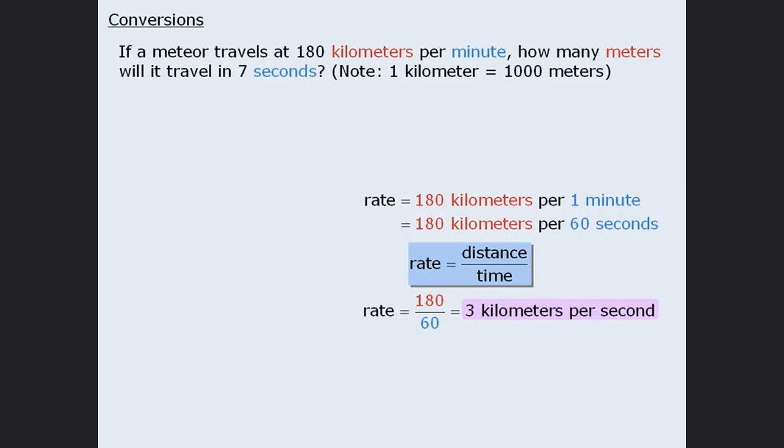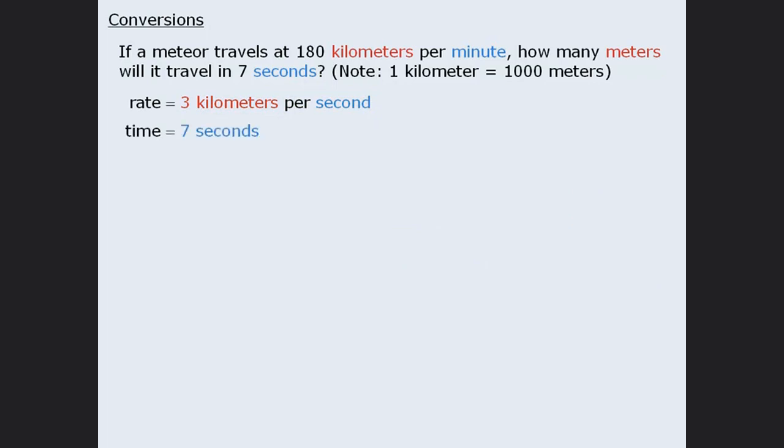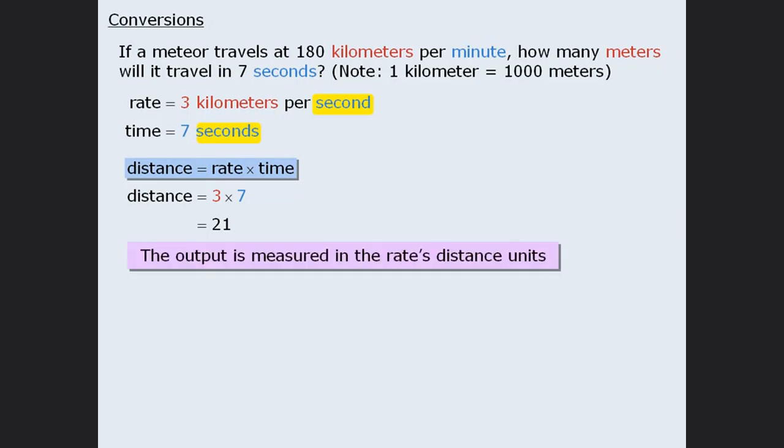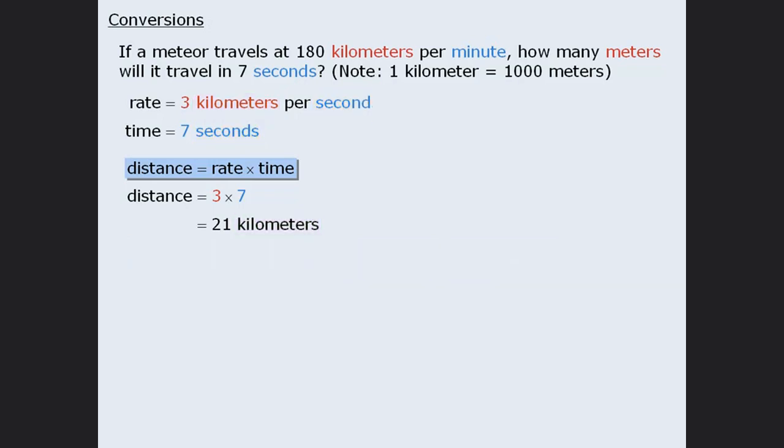Now let's take our converted speed, move it up here, and add the given time. At this point, the time units match, so we can now apply the distance formula. The distance will equal 3 times 7, which is 21. Now we already learned that the output will be measured in the distance units found in the rate. So since the rate is measured in kilometers per second, the output here will be in kilometers. So the meteor will travel a distance of 21 kilometers in 7 seconds.